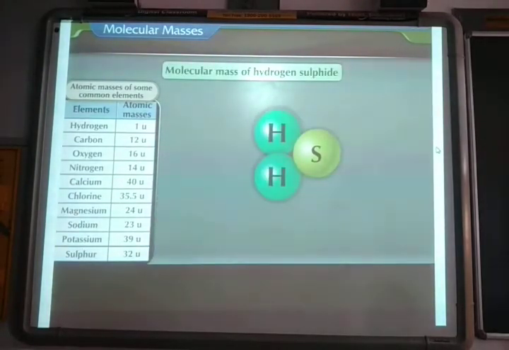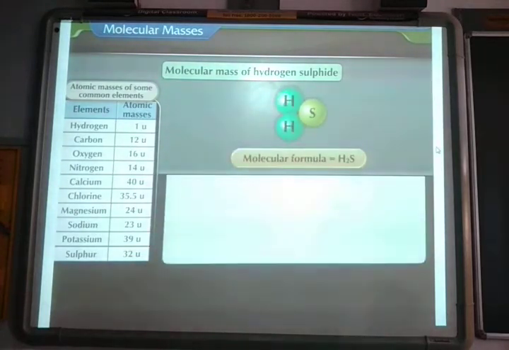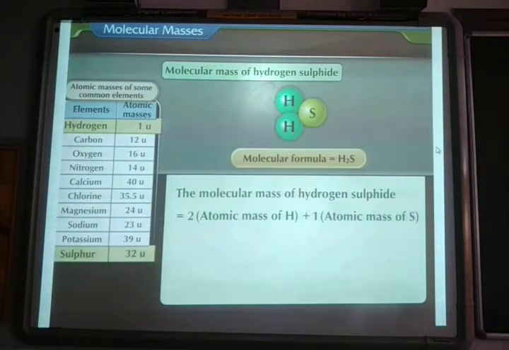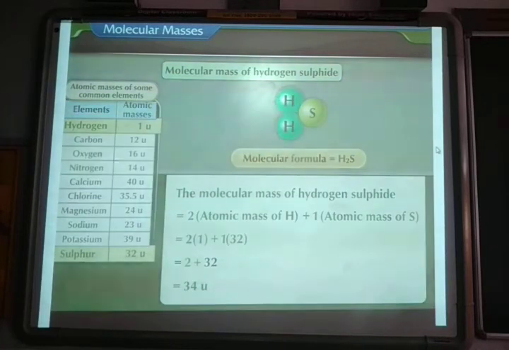Molecular mass of hydrogen sulfide. The molecular formula of hydrogen sulfide is H2S. The molecular mass of hydrogen sulfide is equal to the atomic mass of hydrogen multiplied by 2 plus the atomic mass of sulfur. This is equal to 1 multiplied by 2 plus 32. Therefore, the molecular mass of hydrogen sulfide is 2 plus 32 equals 34 units.